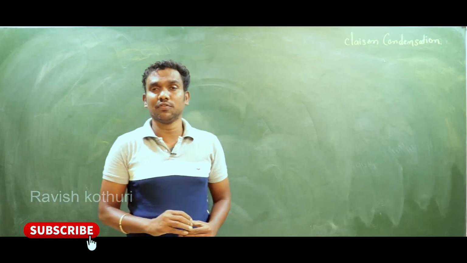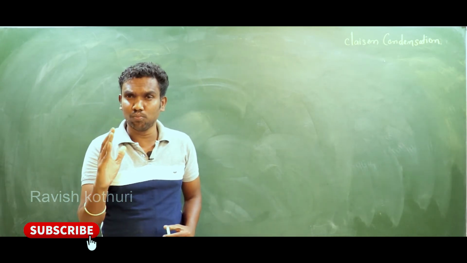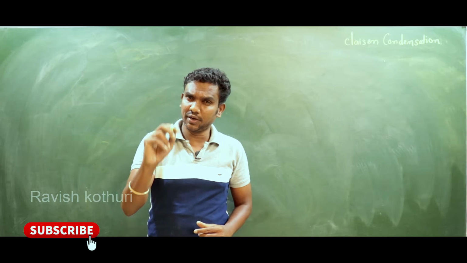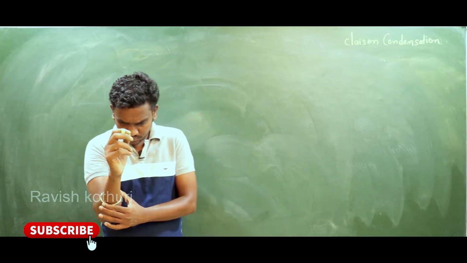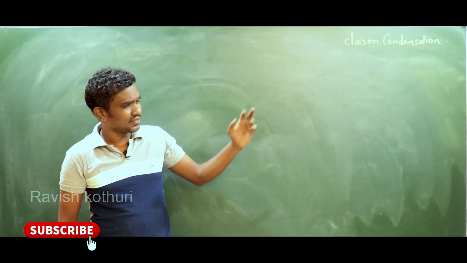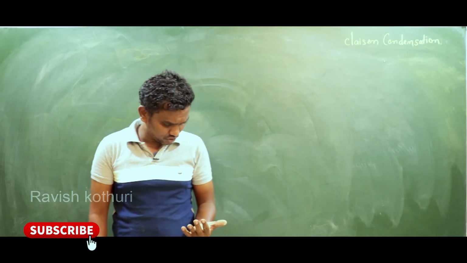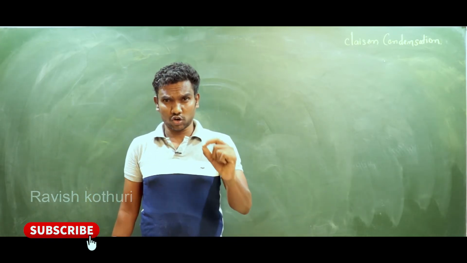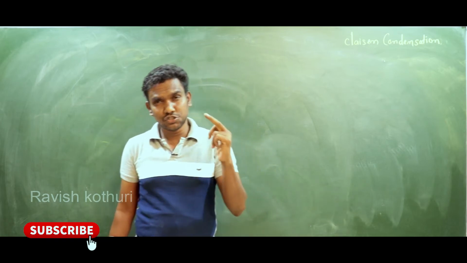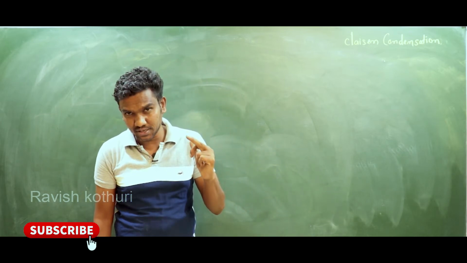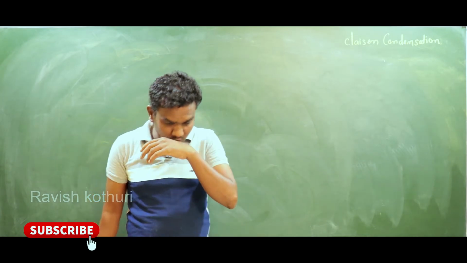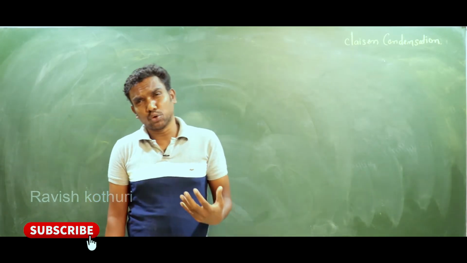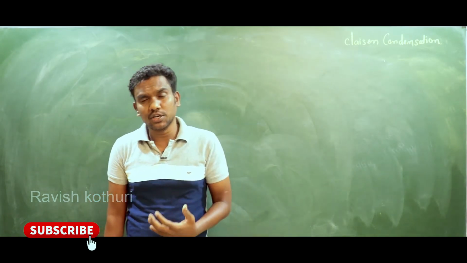See, the Claisen condensation we'll discuss. This is very important from the JEE point of view, my dear, so be focused here. The Claisen condensation definition: esters having alpha hydrogens, on treatment with a strong base, for example C2H5O- Na+, undergo self condensation to produce the beta keto ester.